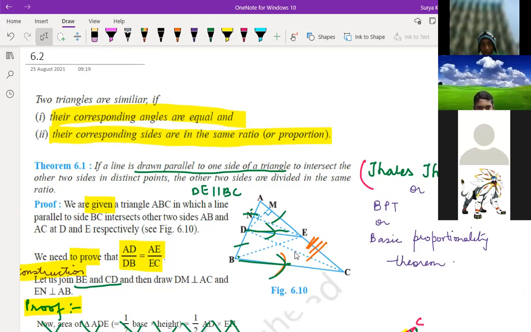So now the proving part is there, children. Okay. We are given that triangle ABC is here.